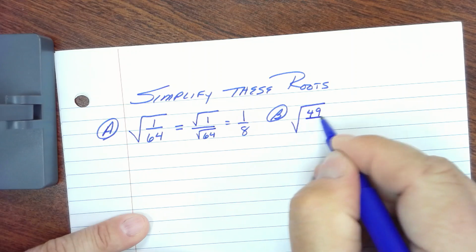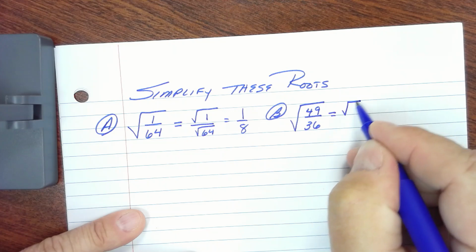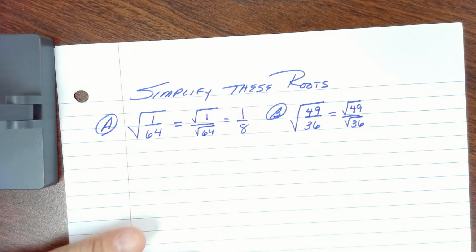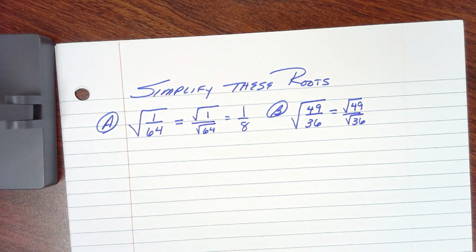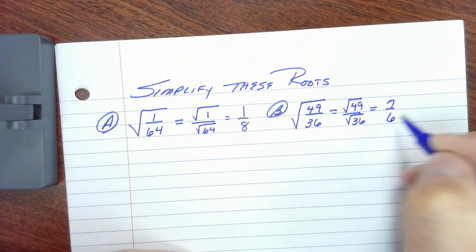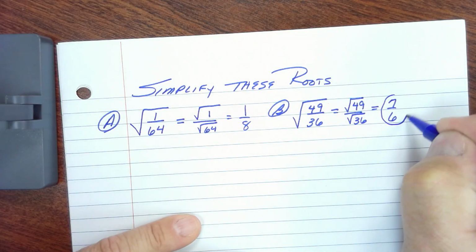Square root of 49 over 36 is the square root of 49 over the square root of 36, which is 7 over 6. And remember, we leave this as a reduced improper fraction.